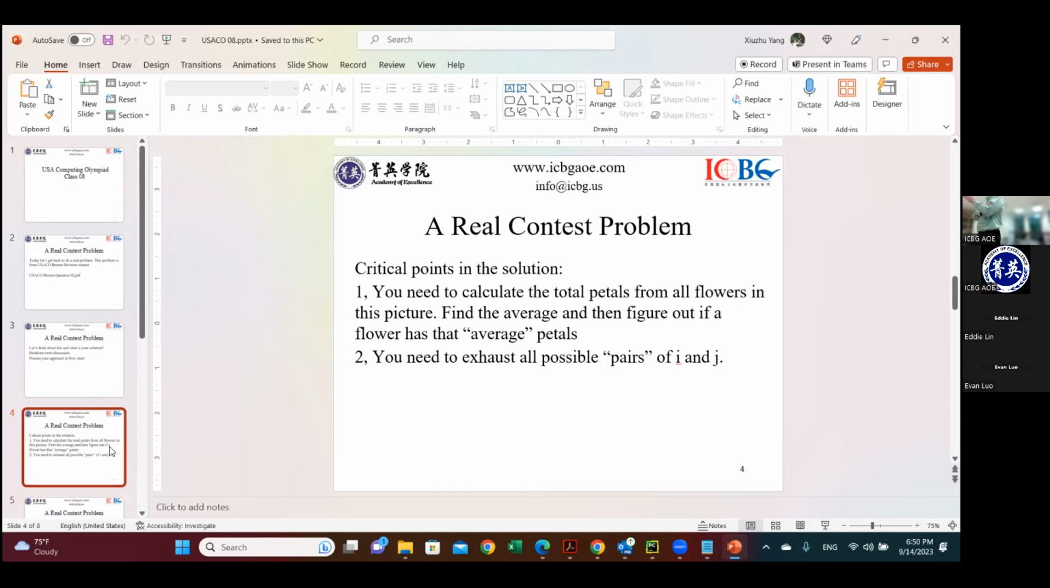You can have I equal to zero, then J is one, two, three, four. And then you increase the I to one, then J is one, two, three, four, right? It actually is just a nested loop, just a nested loop. So you need to exhaust that pair, the I and the J pair. Does it make sense to you?